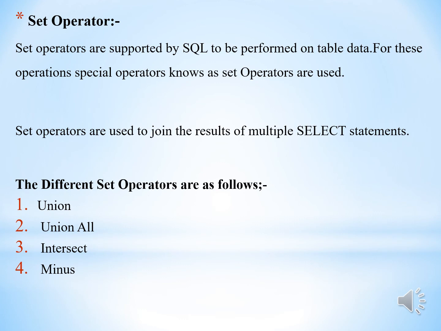Then set operators. Set operators are supported by SQL to be performed on table data. For these operations, special operators known as set operators are used. Set operators are used to join the results of multiple select statements. These operators help to get meaningful results from data under different specific conditions. Queries which contain set operators are called compound queries. The different set operators are UNION, UNION ALL, INTERSECT, and MINUS.